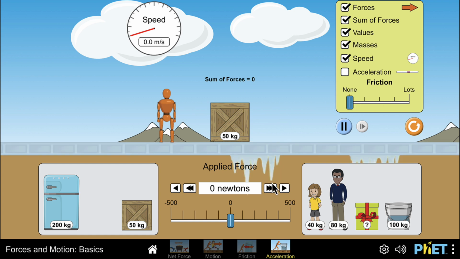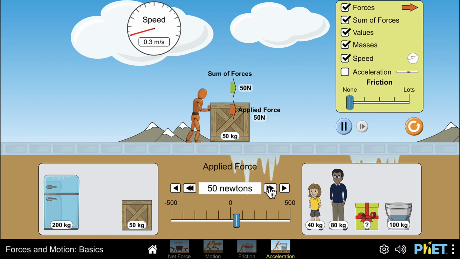Now if I push this box with 50 Newton, you can see that the sum of forces, because it's the only force made by this robot, is 50 Newton. And you can see it's speeding up, and we call this acceleration. Now how can you measure the acceleration, or how can you calculate it? You can use Newton's second law, which states that acceleration equals the force divided by the mass.